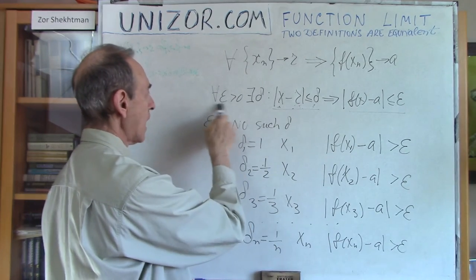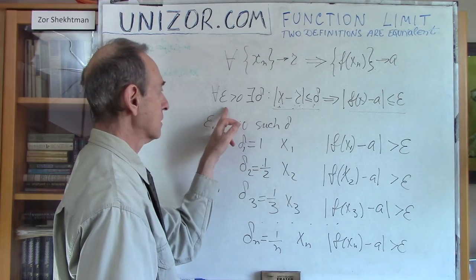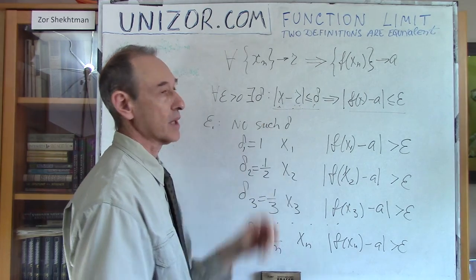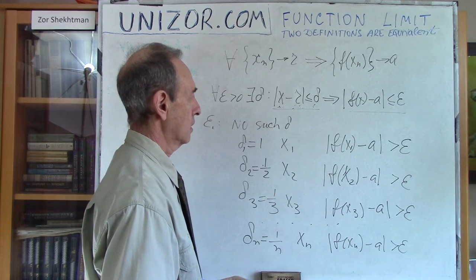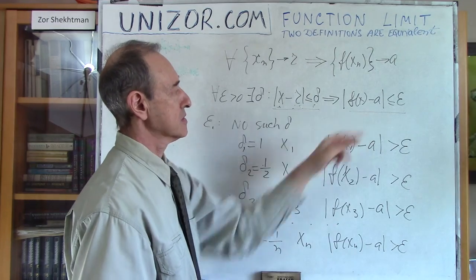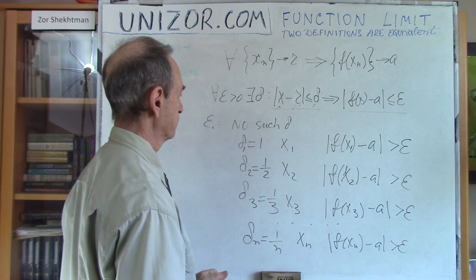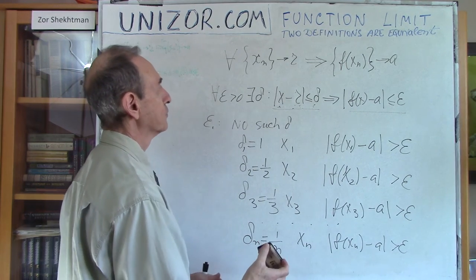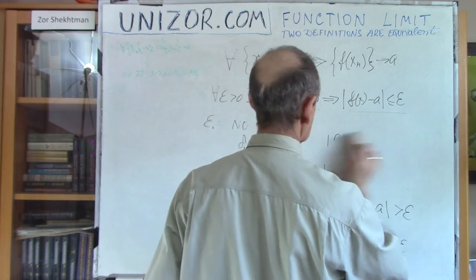There is no such epsilon for which something like this is happening. So for all epsilon, there is always some kind of delta where closeness of the argument to the limit point results in closeness of the function. All right? Well, that's one thing. That's the proof from the first definition to the second. Now let's try to do it the other way around.